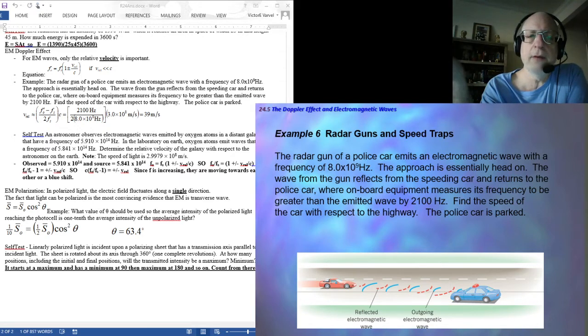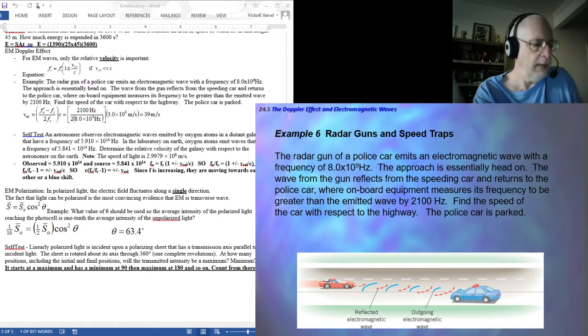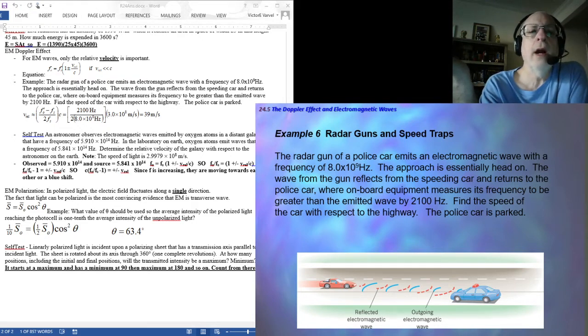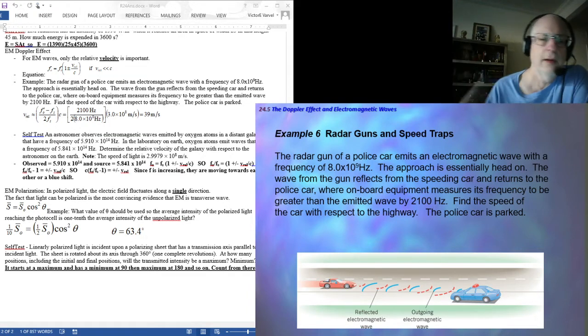Now these two vehicles are approaching essentially head-on. The wave from the gun reflects from the speeding car and returns to the police car, where onboard equipment measures its frequency to be greater than the emitted wave by 2100 hertz. Find the speed of the car with respect to the highway. The police car is parked.